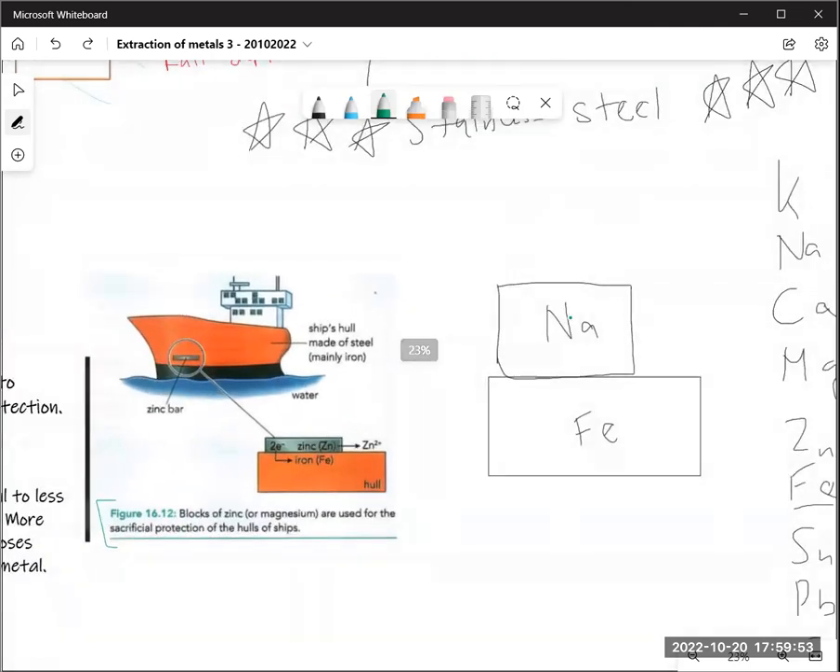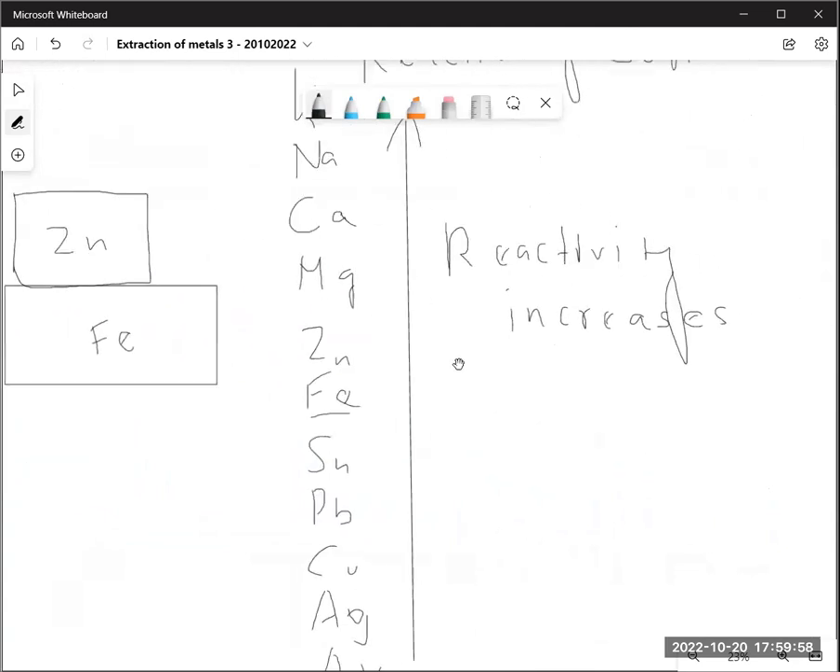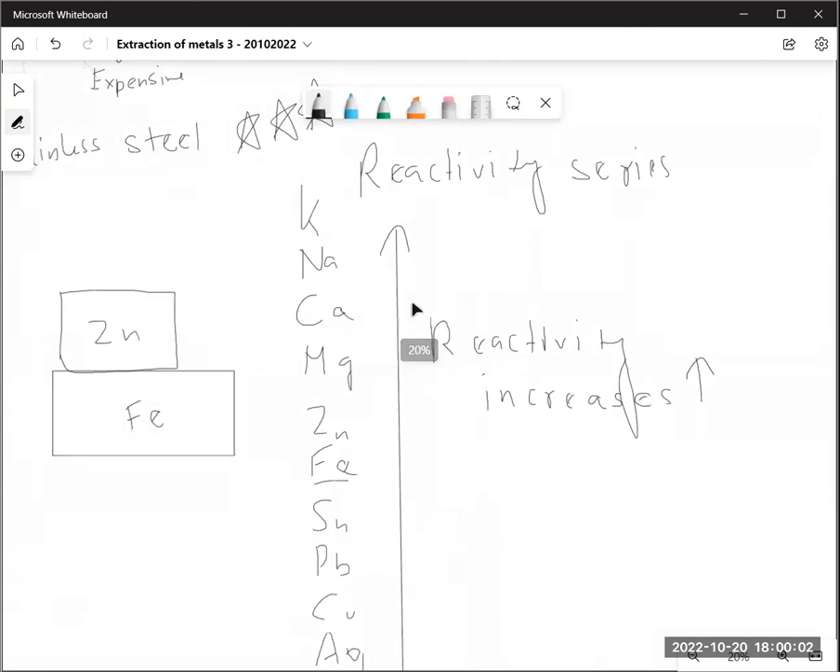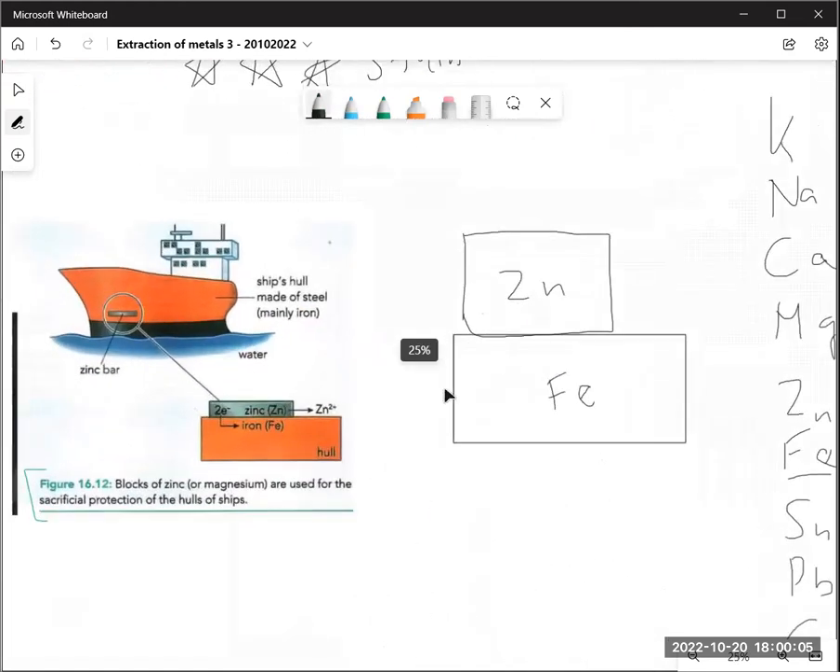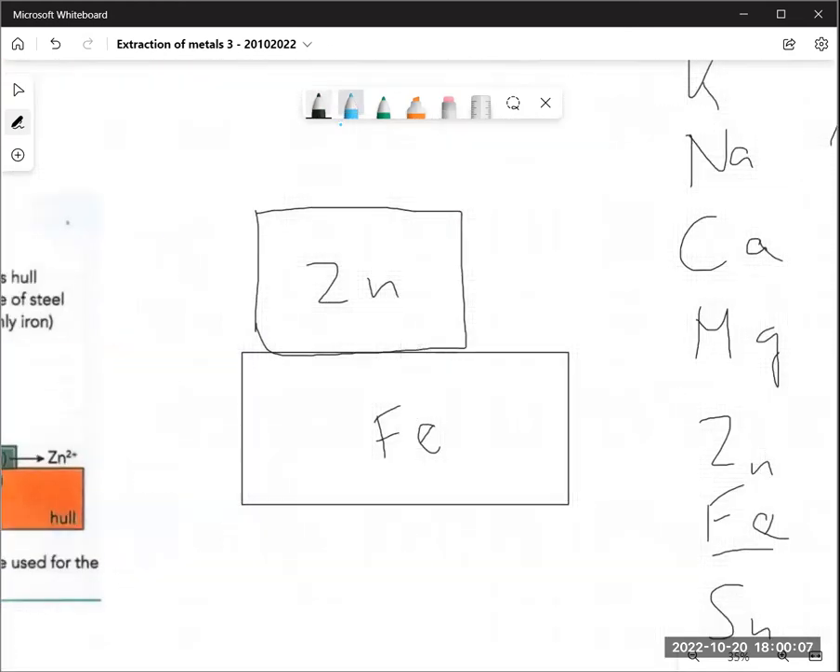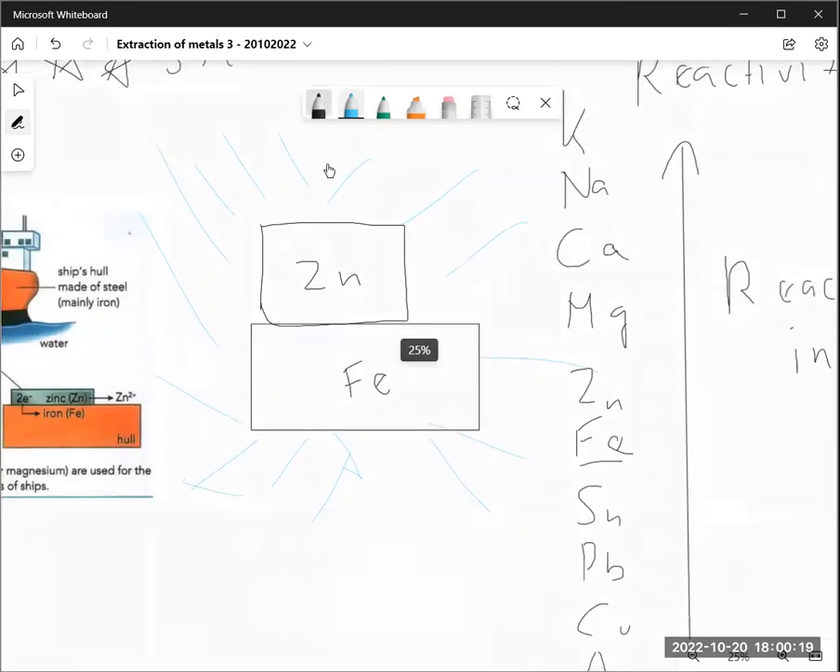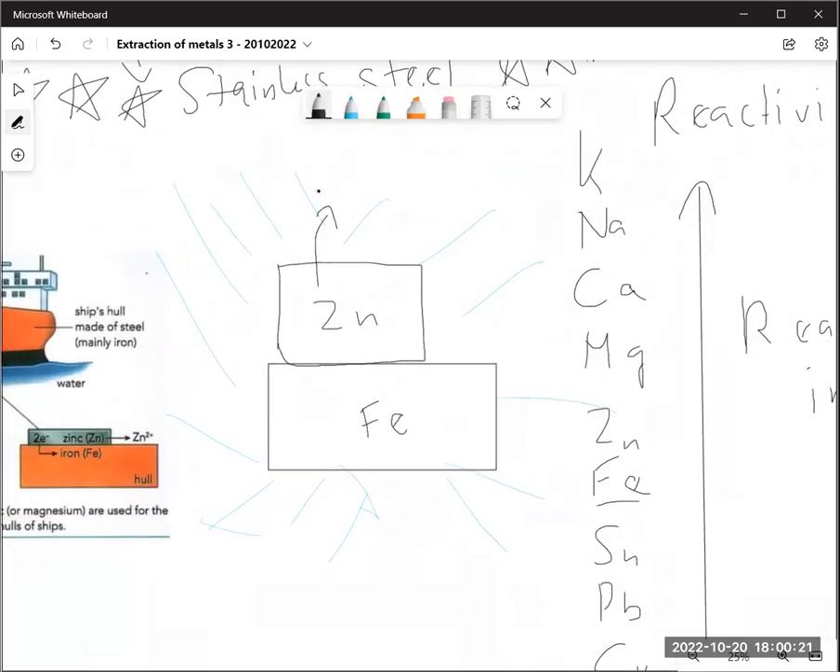So I can use sodium. I can also use zinc because zinc is more reactive than iron. Obviously, it's higher. Reactivity increases as you go up the reactivity series. So I'll put zinc and iron here. Now when I blow air, water, and everything on it, which is going to rust first, zinc or iron? More reactive rusts first, because it's more reactive, obviously.